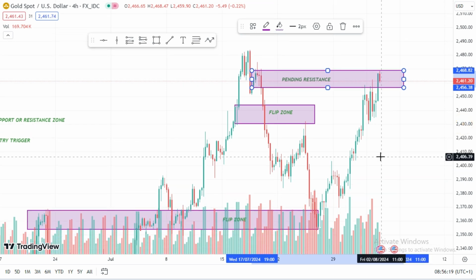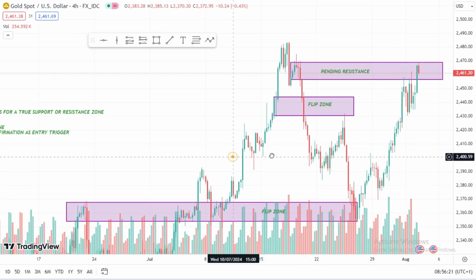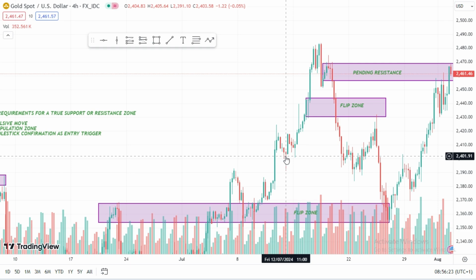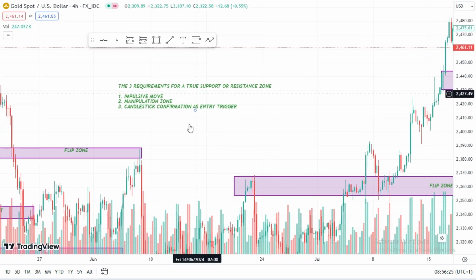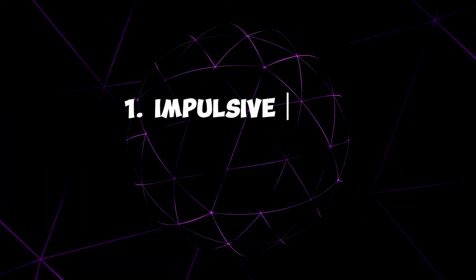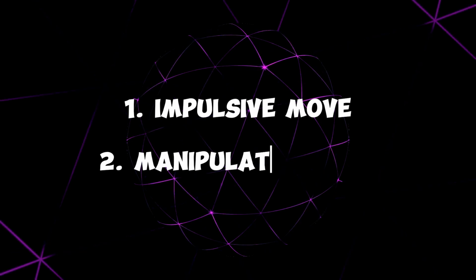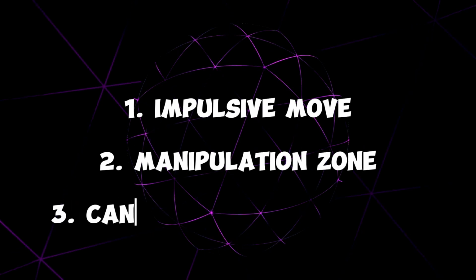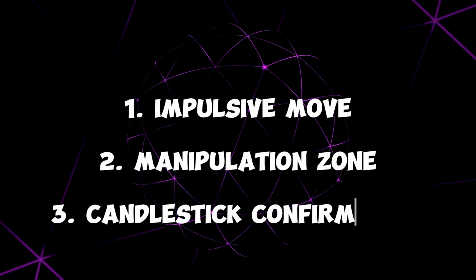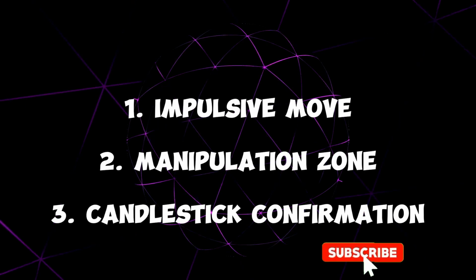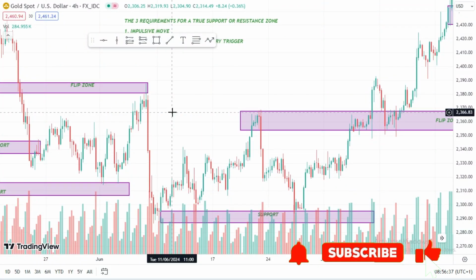Down. So there are 3 things you learned from this video to spot true support and resistance zone. The first is wait for impulsive moves, okay? Then the second is wait for manipulation zones. And the third is take the candlestick confirmation as your entry trigger. Until the candlestick confirmation is given, that zone is not a true support or resistance zone.